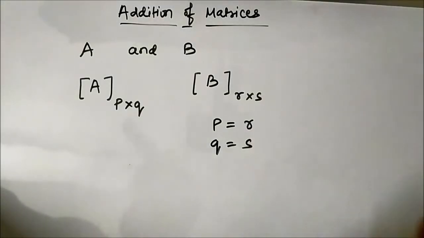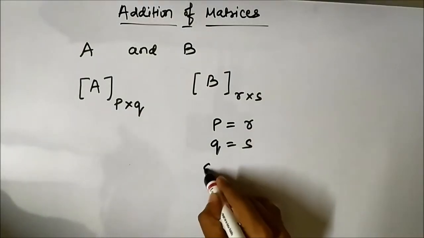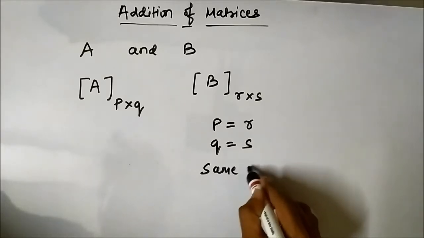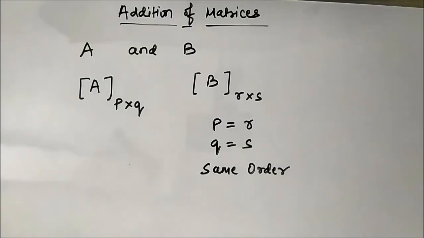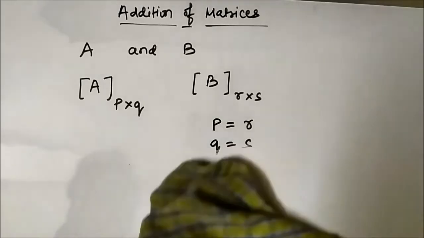They should be of the same order. This is the only basic condition which two matrices, or any number of matrices which are to be added, need to fulfill.